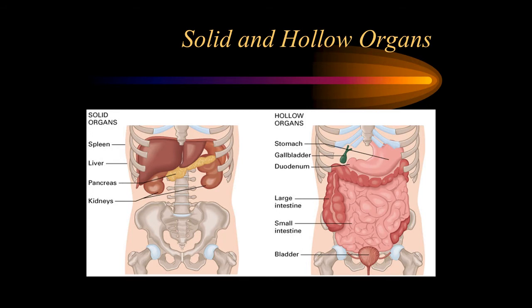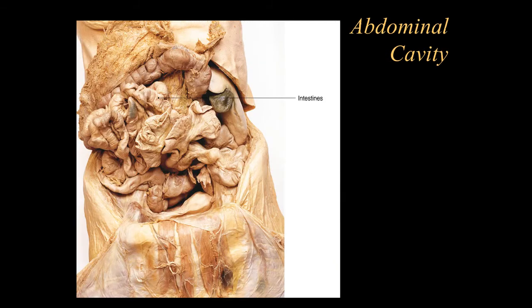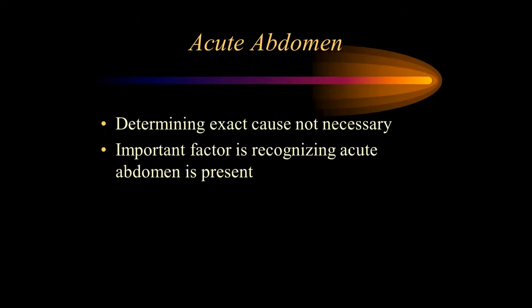Solid versus hollow organs. Our solid organs are going to be the spleen, the liver, the pancreas, and the kidneys. Those are the ones that bleed an awful lot. And then hollow organs: your stomach, your gallbladder, your duodenum, large intestine, small intestine, and your bladder. Okay, abdominal cavity, here's a cadaver. You can see the intestine going around. Yeehaw.